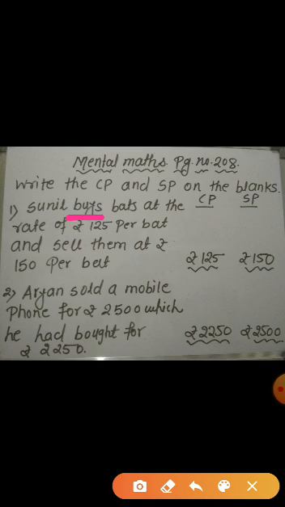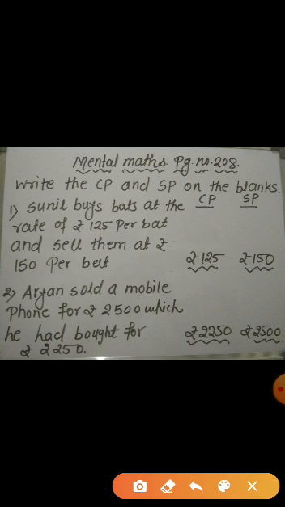See the first statement. Sunil buys a bat at the rate of rupees 125 per bat and sells them at rupees 150 per bat. Then what will be the cost price and selling price? Children, always remember, wherever you see the word buys or bought, the price given with buys or bought will be your cost price. The word buys we use in the present tense and the word bought we use in the past tense. Similarly, wherever you see the word sale or sold, the price given with sale or sold will be your selling price. So as per this, in statement 1, 125 rupees will be your cost price and 150 rupees will be your selling price.